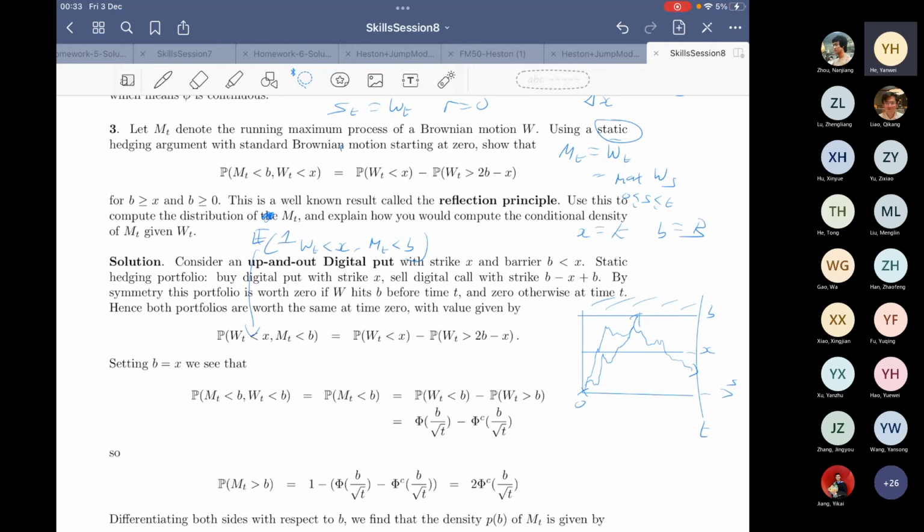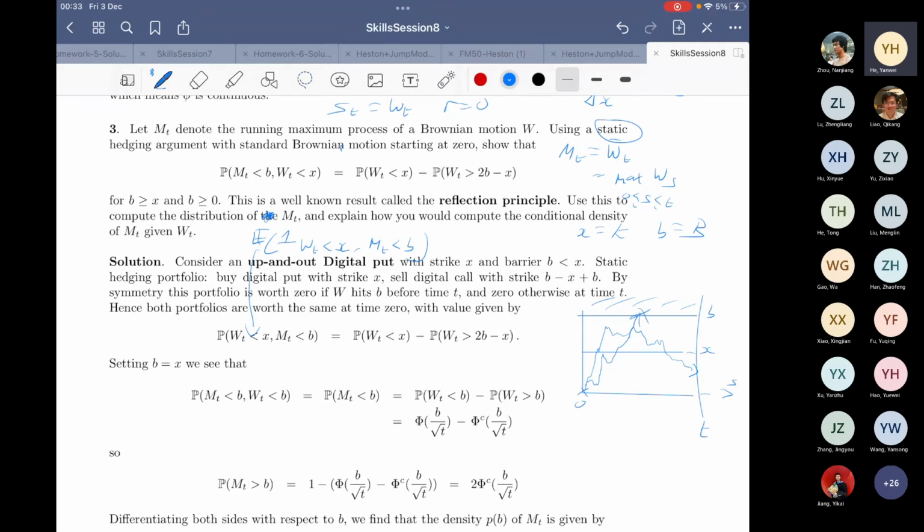So I claim that a relevant static hedging portfolio for this question is to simply buy the digital put with strike X and sell the digital call with strike B plus B minus X. So what happens to this portfolio? Always with static hedging, think about what happens to the portfolio if we hit the barrier, at the exact moment when we hit the barrier.